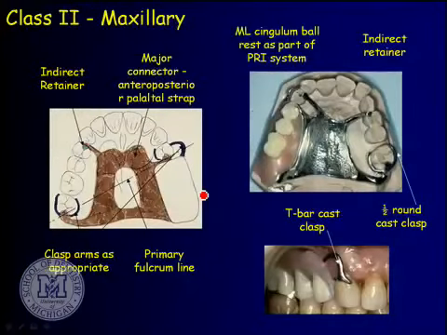Class 2 upper, same kind of a thing. You've got a unilateral distal extension. Okay, we've basically up here got our primary retainer, indirect retainer, third point of reference. Here again, they happen to put a T-bar clasp on this.